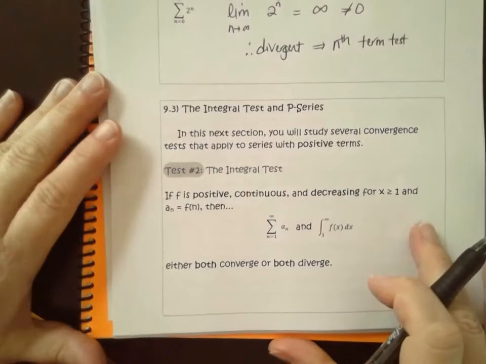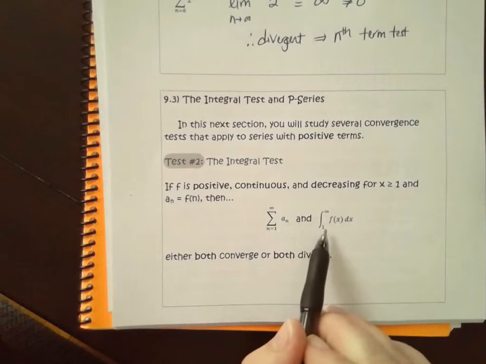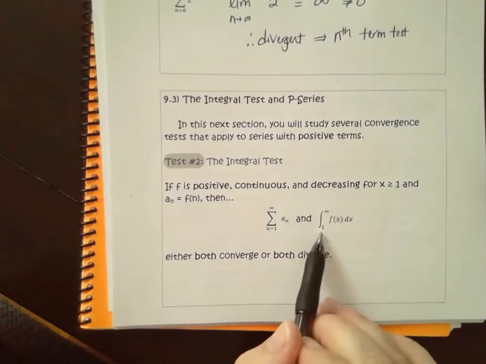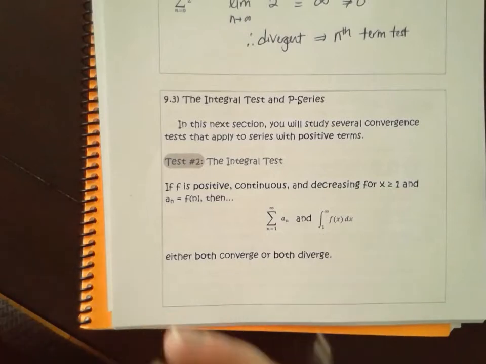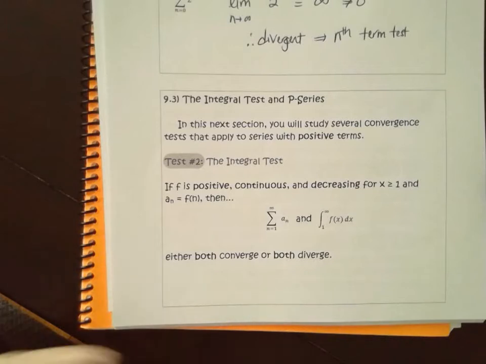9.2 has 2 tests involved, the integral test and the p-series test. The integral test brings us from a series into what we looked at the end of chapter 8, which is an improper integral that would have to be rewritten, use L'Hopital's rule, all of that stuff. So you're going to see a lot of chapter 8 fused into chapter 9. It says in this section you will study several convergence tests that apply to the series with positive terms.